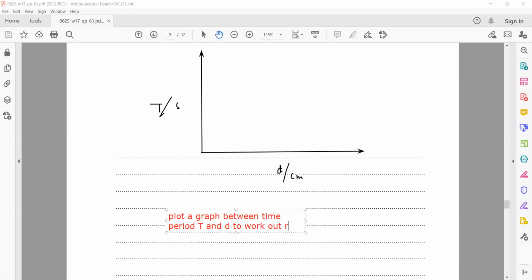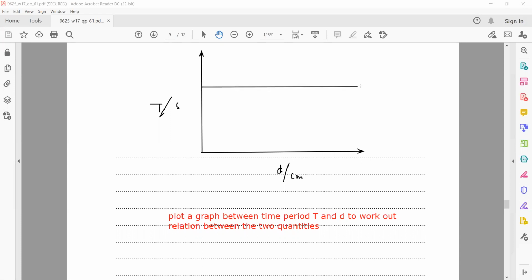To work out the relation between the two quantities. You don't have to say what the relation is, because you are not doing the experiment, you are just planning an experiment. But practically, the time period of a pendulum is only affected by length. Even changing the diameter, the mass, or the material will not affect the time period. For any diameter, I will get the same time period. Practically, it will come out like this.